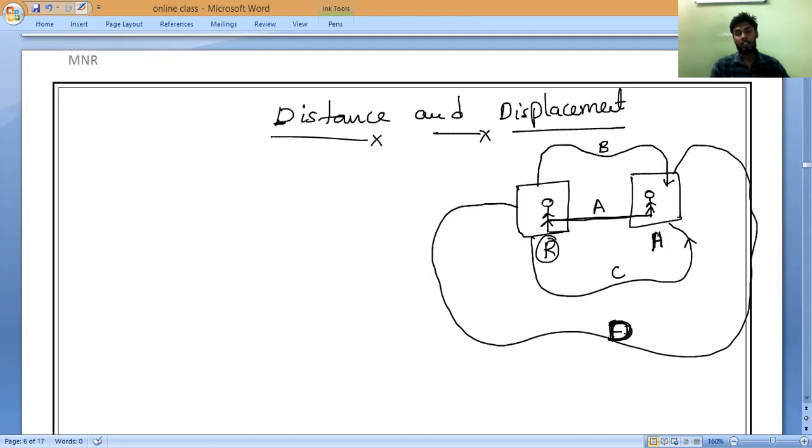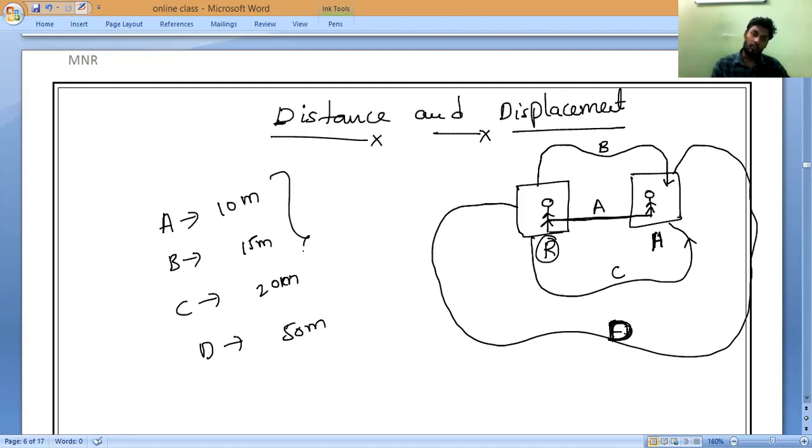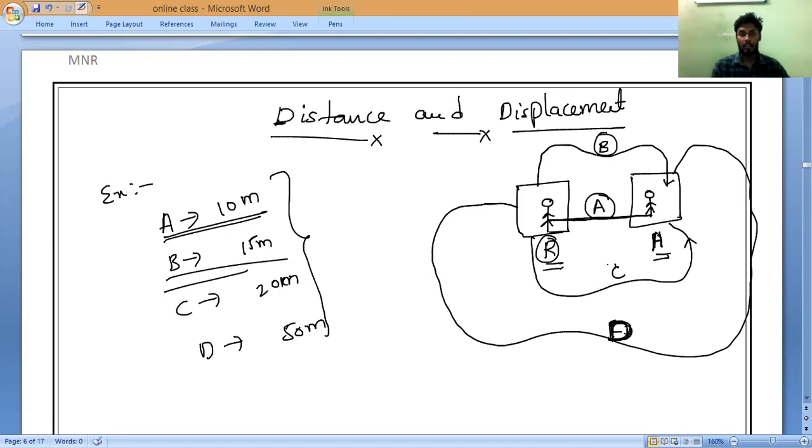Now, if you measure the length of path A, let me imagine 10 meters. B is 15 meters. C, let me take 20 meters. And if you take D, it is around 50 meters. Now you can see, you are measuring the total length of the path. For example, if you want to reach from Reddy's home to Hari's home, you can choose either path A, path B, path C, path D, or any other way that is present.